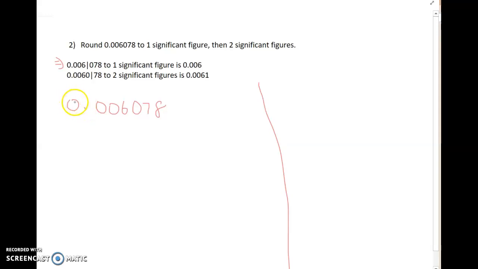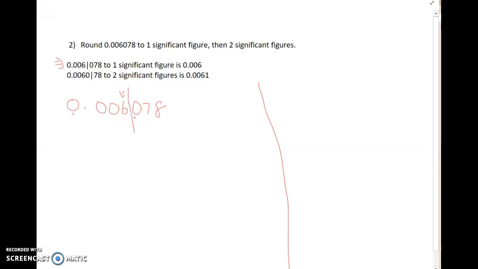As I said before, a significant number starts from the first non-zero number. Alright, let's look at the numbers. Is this first zero the first significant number? No, it can't start from zeros, right? It must start from the first non-zero number. So now 6 is my first significant number, my first non-zero number. So I'm going to draw my line.